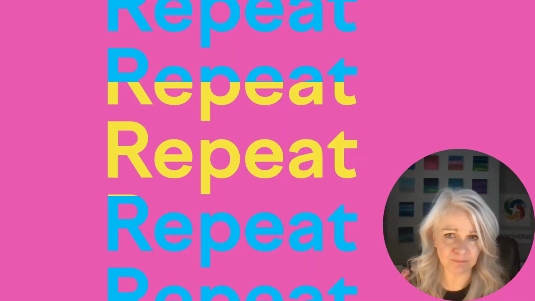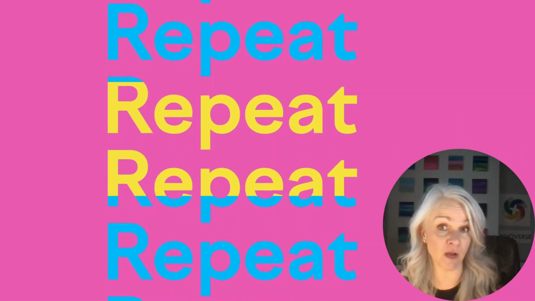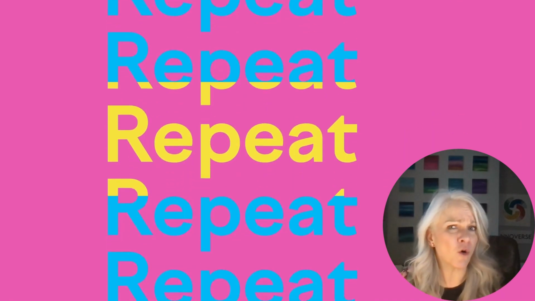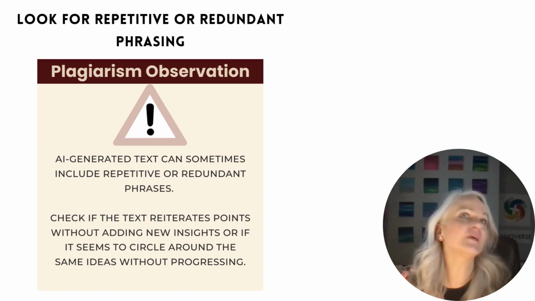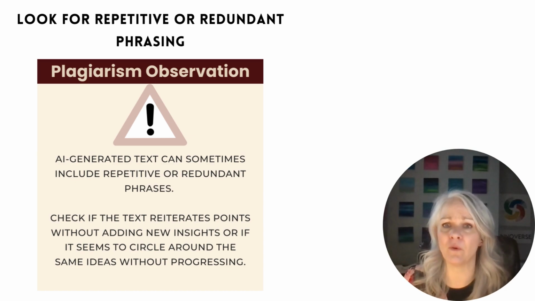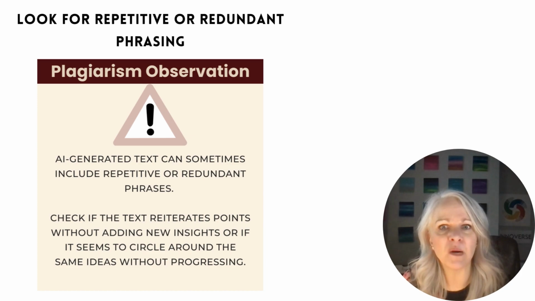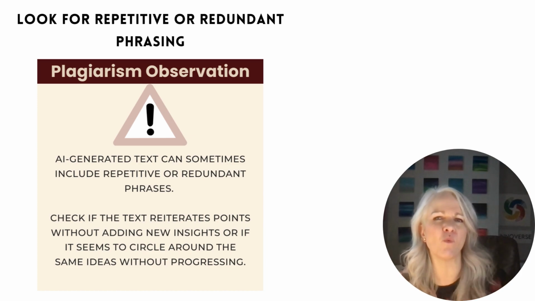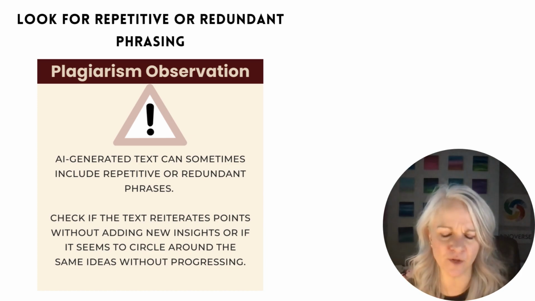But in any case, you are going to be able to have a bit of a feel for whether the student wrote that or whether technology wrote that. Another thing you can keep your eye out for is repetitive or redundant phrasing. And certainly we get some of that in student writing when it's actually the student writing, but you're probably going to see more of it in an AI generated piece.